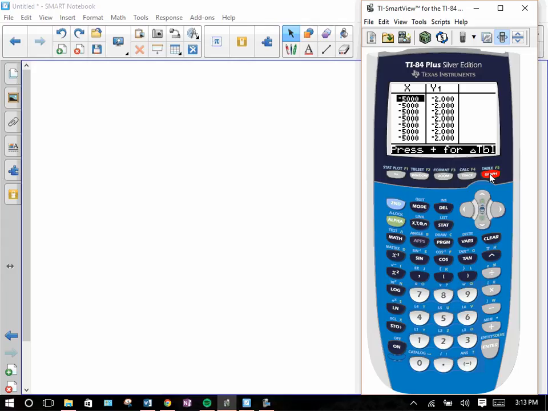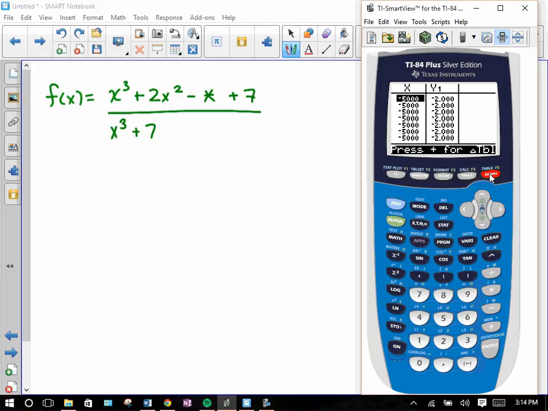Now, number 15 says you can use the calculator. However, let's just see how easy this is without even using a calculator. It says f of x is equal to x cubed plus 2x squared minus x plus 7 divided by x cubed plus 7x squared minus 5x minus 75.